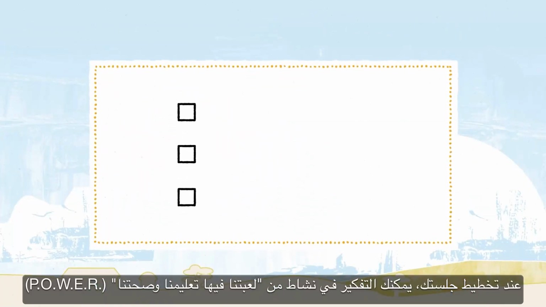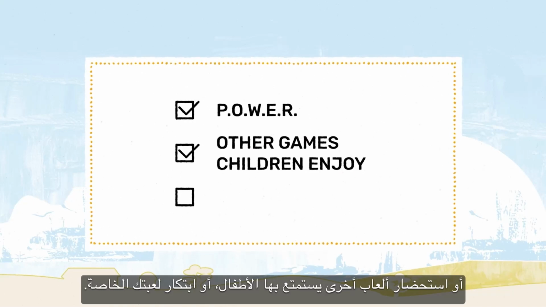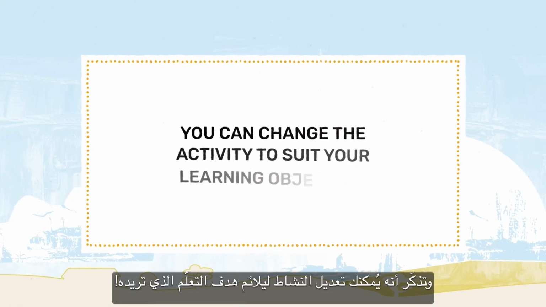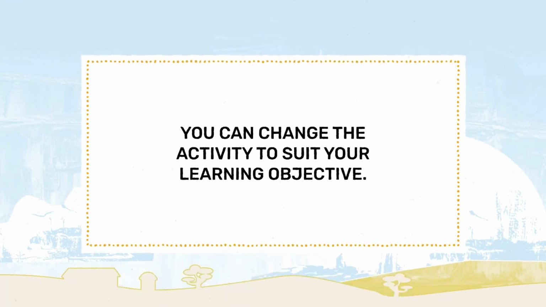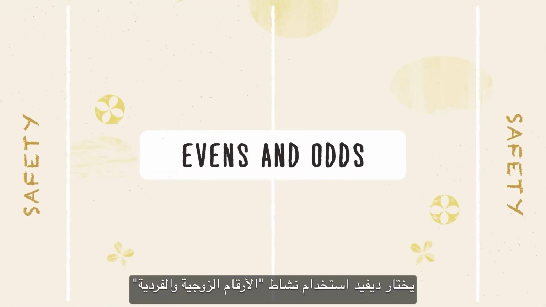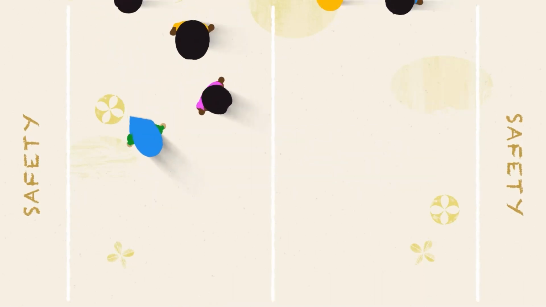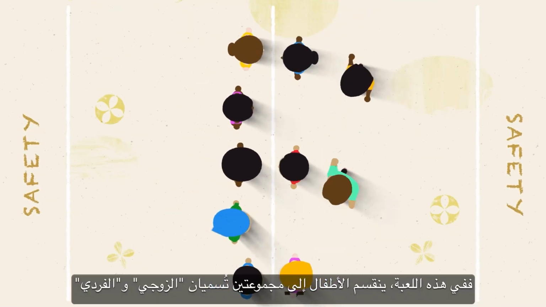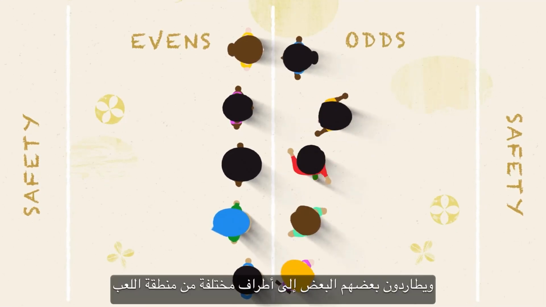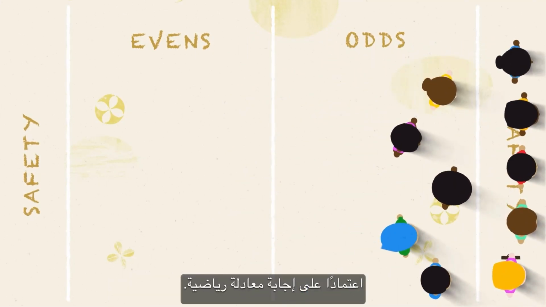When you plan your session, you can look at Power, think of other games the children enjoy, or make your own. Remember, you can change the activity to suit your learning objective. David decides to use a Power game called Evens and Odds because the children played it before and liked it. In this game, children split into two groups called Evens and Odds and chase each other to different ends of the playing area, depending on the answer to a math equation.